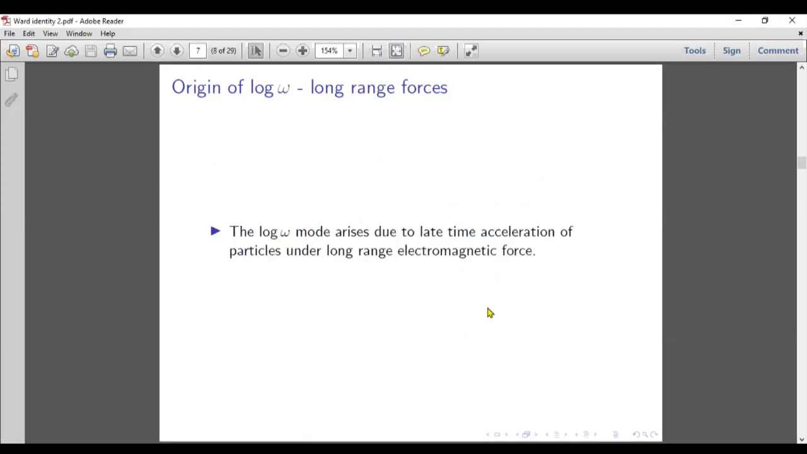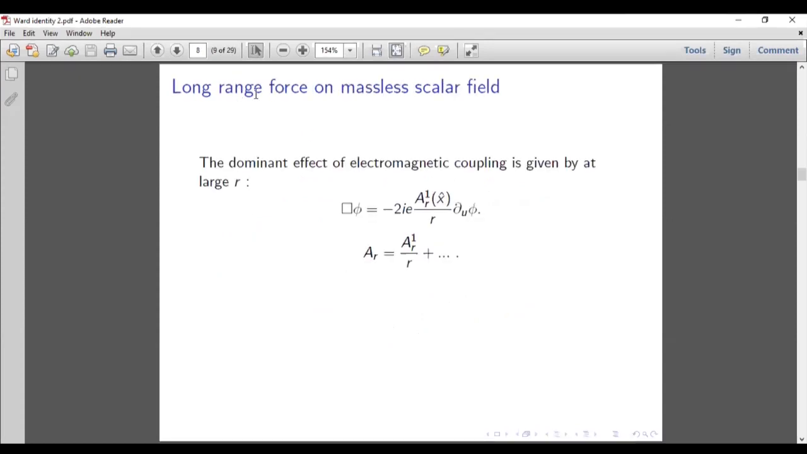Now let us note that the log omega mode in the soft expansion is the effect of the long range forces. It arises due to late time acceleration of particles, and this acceleration contributes to the log omega mode. So we will discuss the effect of the long range electromagnetic force on the massless scalar field. This is the equation of motion for the massless scalar field. This is the free Klein-Gordon equation operator.